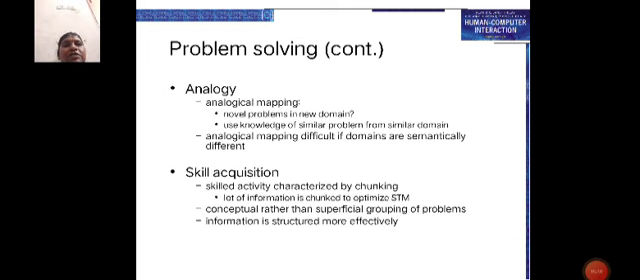In terms of analogy, in analogical mapping, a novel problem in a new domain uses knowledge of a similar problem, which is difficult if the domains are semantically different. Skill acquisition may be categorized by chunking information into parts so that we can use it skillfully. Conceptual rather than superficial grouping of problems structures information more effectively.